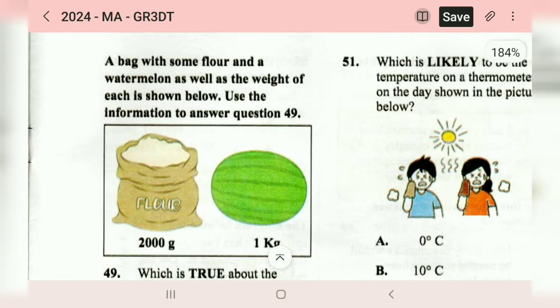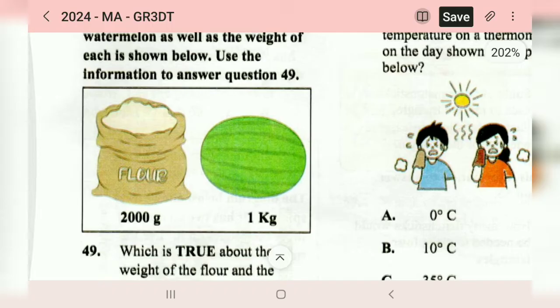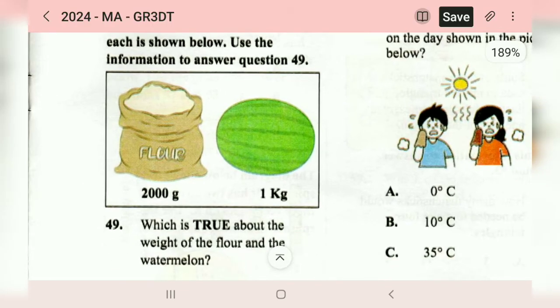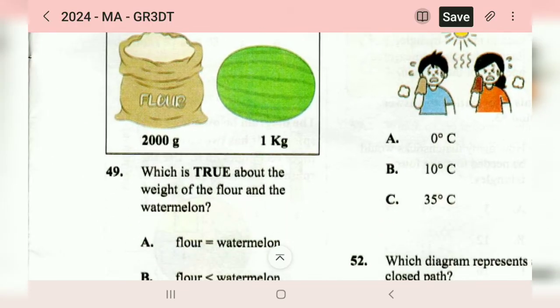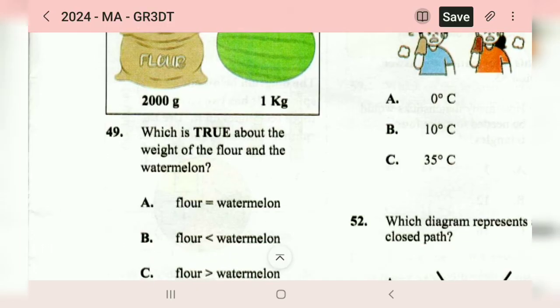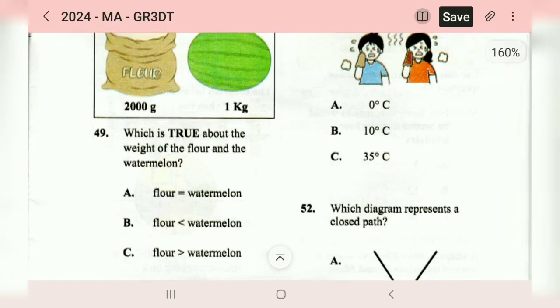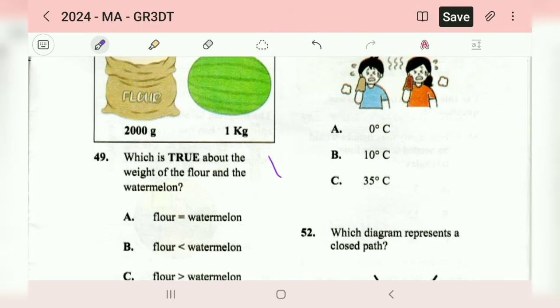All right. Let's look. A bag with some flour and a watermelon as well as the weight of each is shown below. Use the information to answer 49. So we have 2 grams being the flour and a kilogram being the watermelon. Which is true about the weight of the flour and the watermelon? So now you need to know how many grams make a kilogram. It's 1,000 grams equal 1 kg.